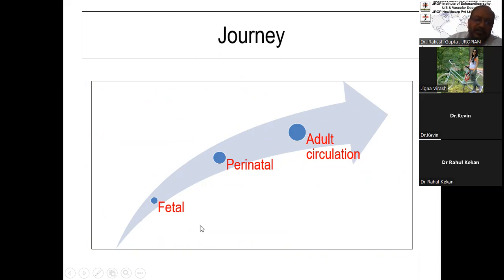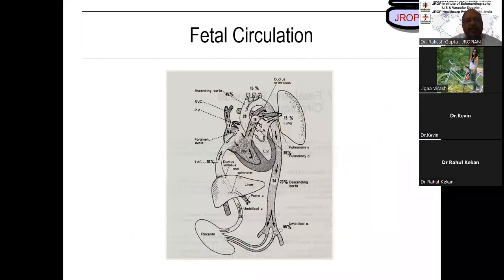So the fetal is different. The child who is born is entirely different. And when it grows up into adult circulation, that's a different thing altogether. For this, we have to understand a few very, very important basic physics. These are the only arteries which carry bad blood, or deoxygenated blood, back to the placenta.